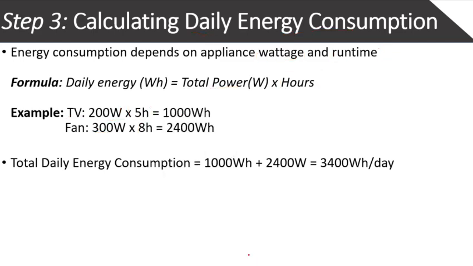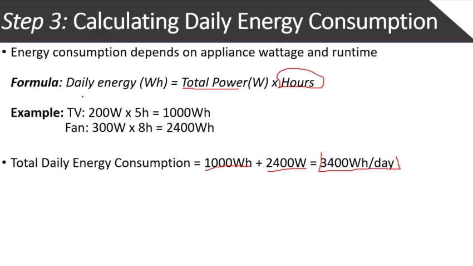So that's how you can calculate your daily energy consumption, by simply multiplying your total appliance wattage by the number of hours you or your client intend to run those appliances. Now for this particular example, our total energy consumption will be the energy consumption of the television plus the energy consumption of the fans, which is 1000 watt hours plus 2400 watt hours, and it will give us 3400 watt hours per day.